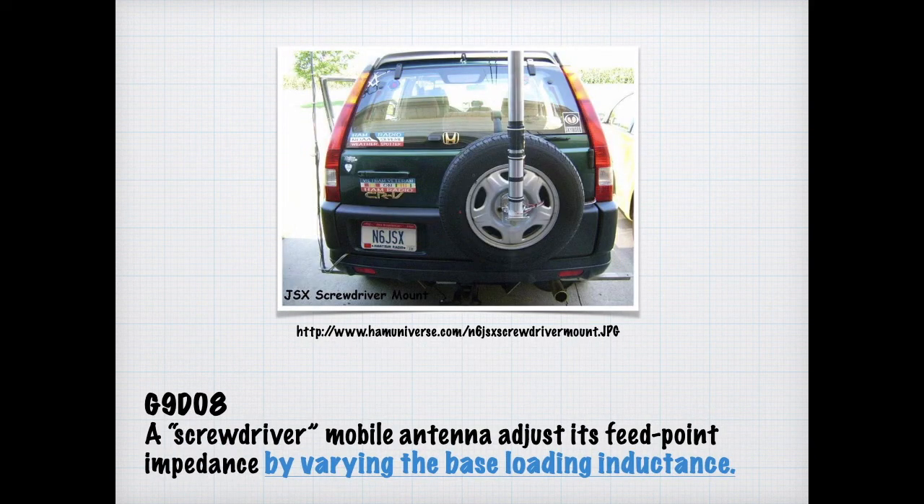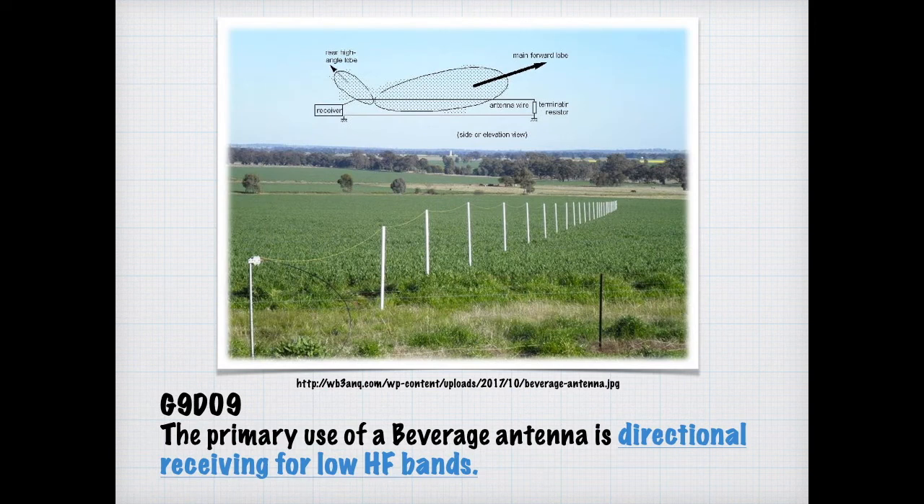Another type of antenna is a screwdriver antenna. A screwdriver antenna is a vertical antenna with a remotely adjustable center loading coil. It works similar to an antenna tuner. For the exam, you need to know that a screwdriver mobile antenna adjusts its feed point impedance by varying the base loading inductance.